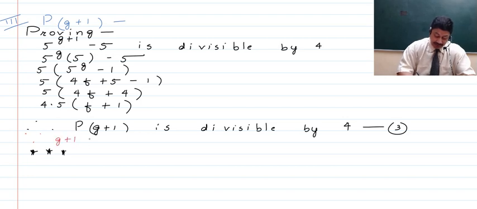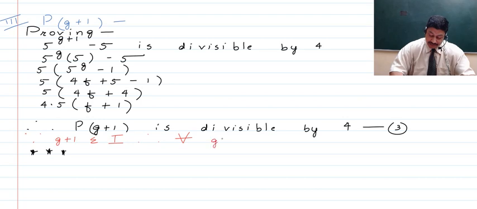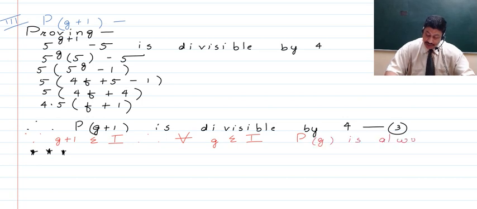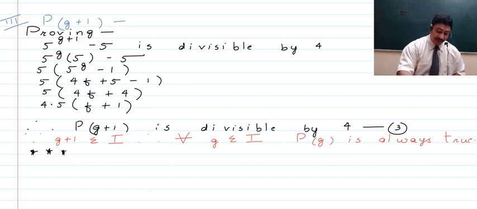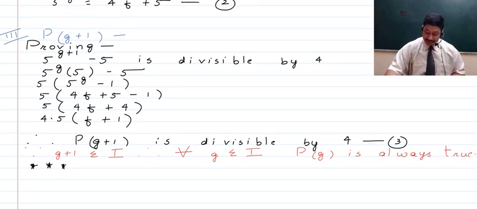g plus 1 is an element of integers, therefore for every g an element of integers, Pg is always true, right guys? So here, as g plus 1 is any number from the set of integers, thus for any g this is always going to be true, right? And this is a statement which you require to write at the end of every sum of the principle of mathematical induction.